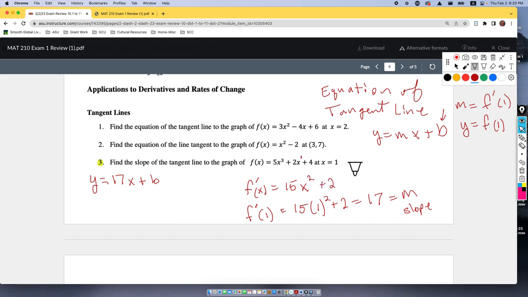But we can do it if you want to see it that way. So what do we need? We've got an x value, right? We know that x is 1. We need to know what y is for the point.